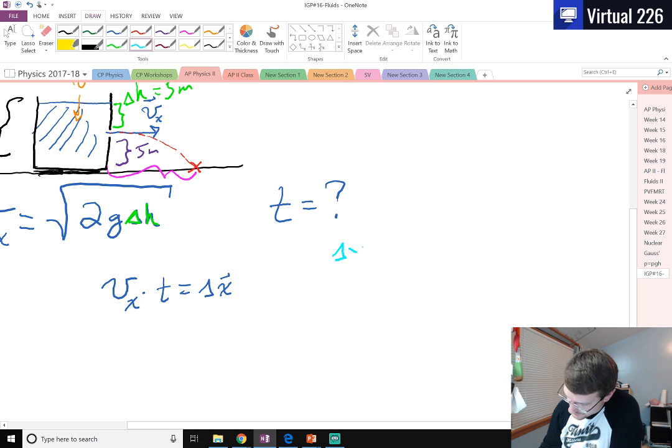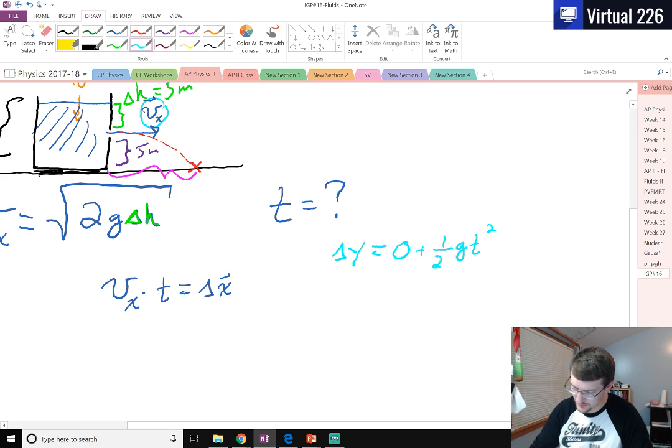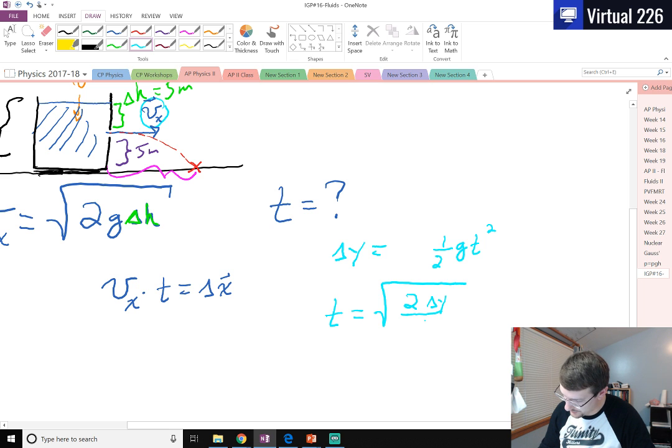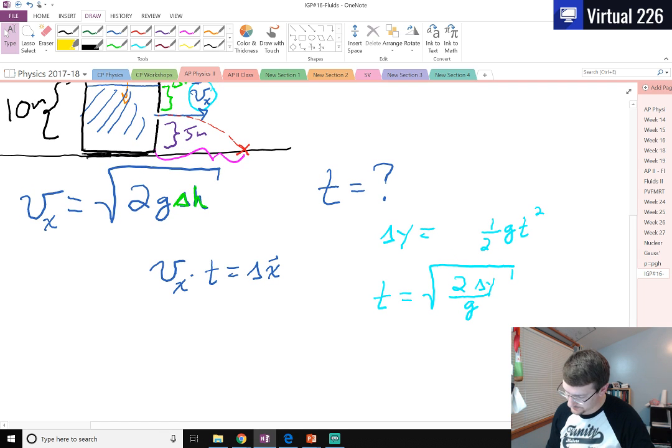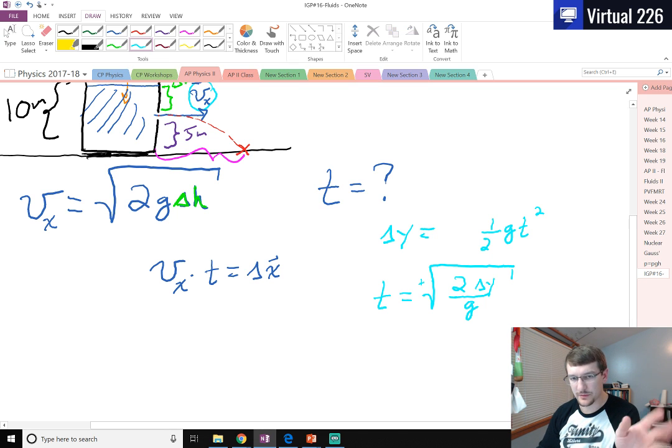a change in y displacement equals an initial y velocity. And because this is shot perfectly horizontal, our initial y velocity is 0, times time, plus, so there's our 0, plus 1/2, well, the acceleration in the y direction is good old gravity, so that's g t squared. Our 0 doesn't really do anything here. And what we quickly find is that the time is equal to the square root of 2 delta y over g, okay? So that's how long it takes for it to fall down. Yeah, plus or minus, but it's only going to be the plus because time has to be positive.